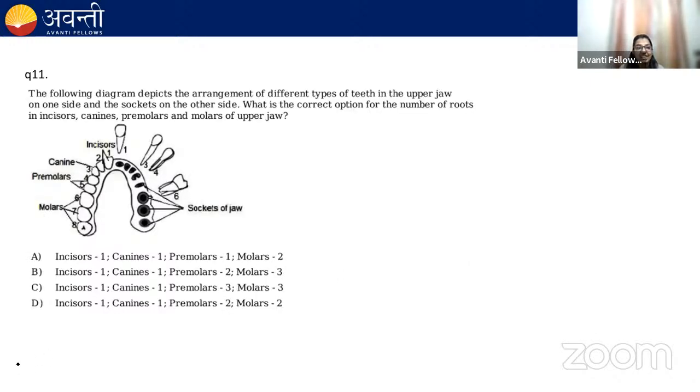Moving next, the following diagram depicts the arrangement of different types of teeth in the upper jaw on one side and the socket on the other side. What is the correct option for the number of roots in incisor, canine, premolars, and molars of the upper jaw? What do you think? What will be the correct option?